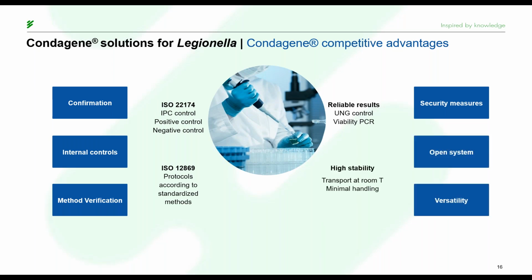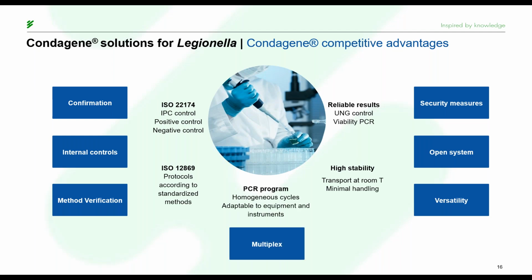Condagene kits have very simple and detailed protocols to ensure a correct and minimal handling by the user, and its reagents have a high stability even in liquid solutions, so their transport at room temperature is possible without it causing problems in the kit's performance. We have carried out studies that demonstrate correct operation even after 2 weeks at 37 degrees Celsius.